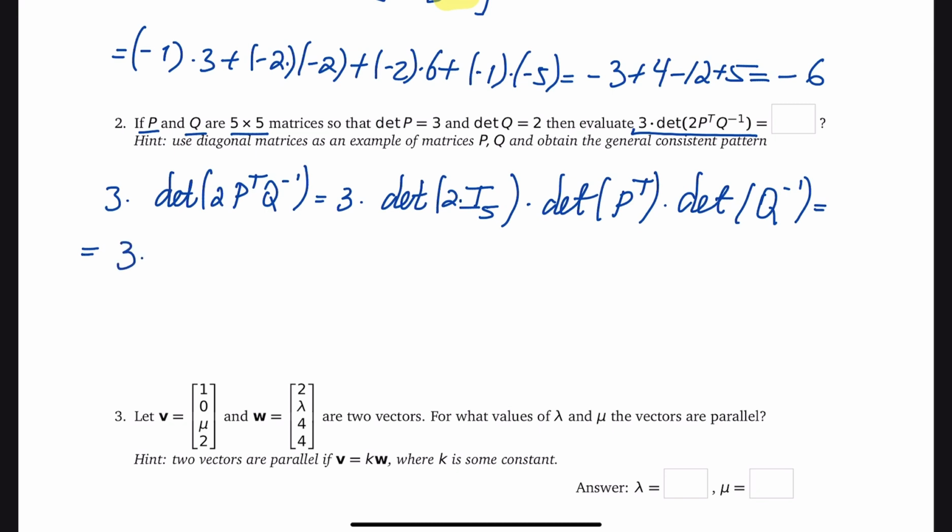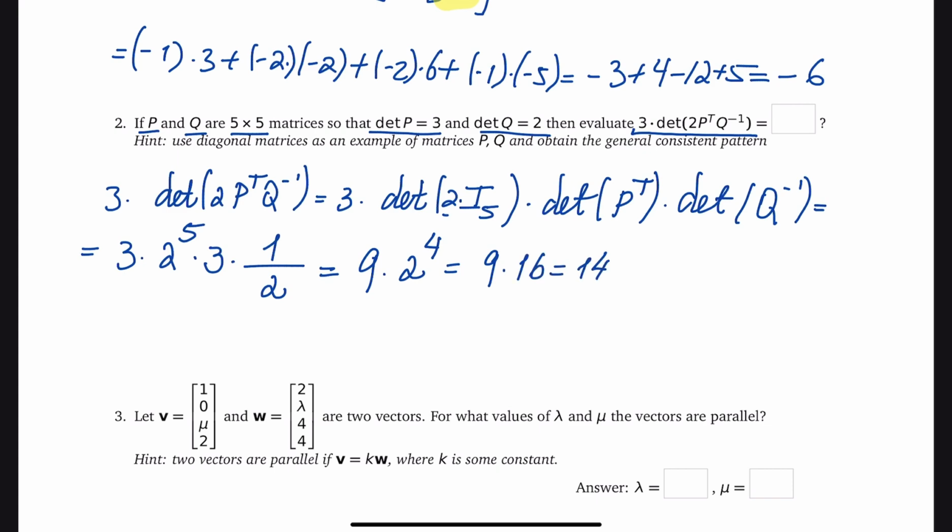So if you multiply the 2 to the identity, all of the diagonal entries of that identity matrix are going to be 2, and we know that the determinant of a diagonal matrix is simply the multiplication of the diagonal entries. So it's going to be 2 to the power of 5. The determinant of P transpose is the same as the determinant of P, which is 3. The determinant of Q inverse is the reciprocal of the determinant of Q, which is 1 over 2. So it's going to be 9 times 2 to the power of 4, which is 9 times 16, which is 144.